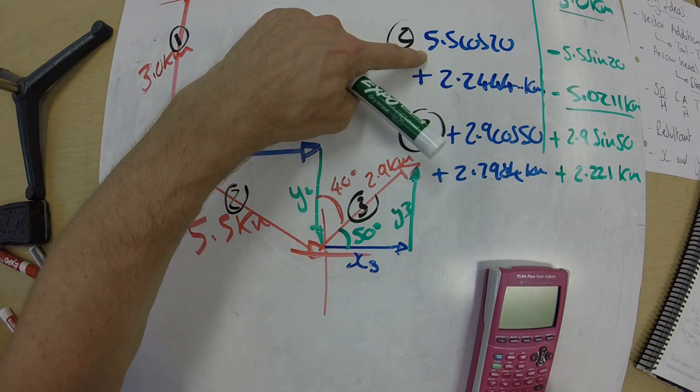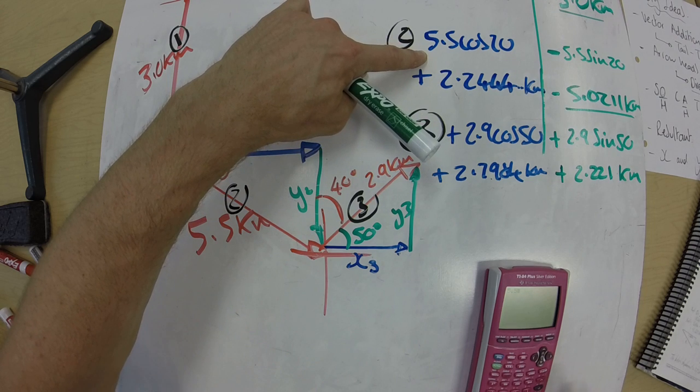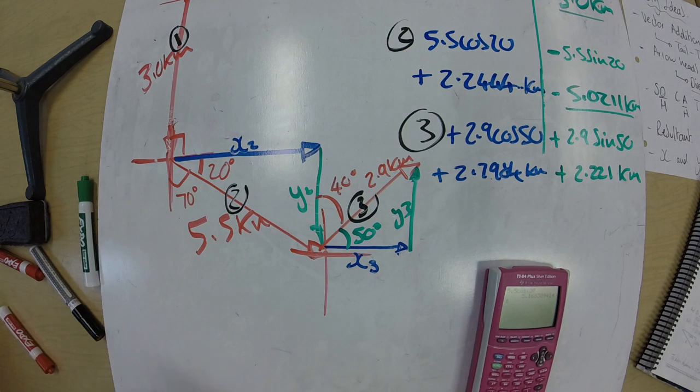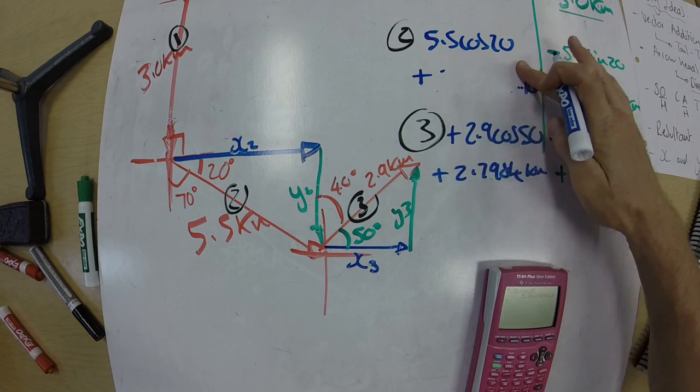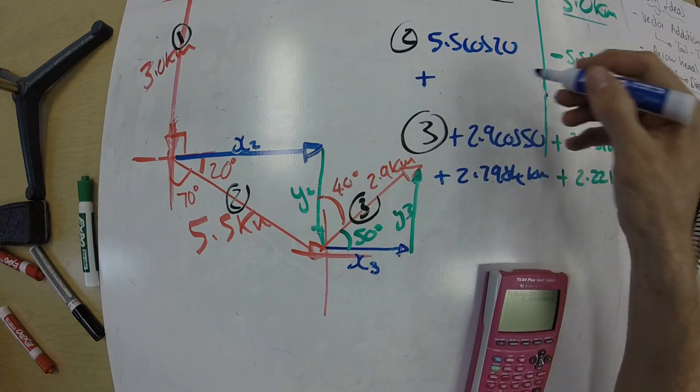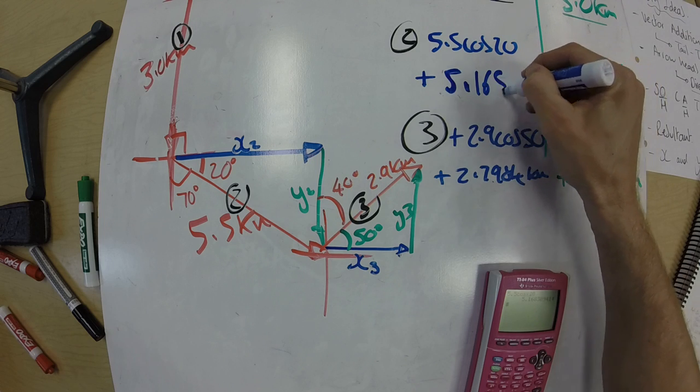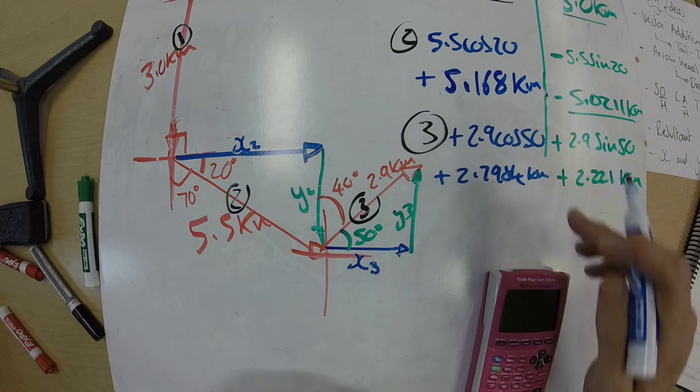So 5.5 cosine 20. Yeah, these are all wrong. So I've got to change these because I was in radians. There's a good lesson for us, folks. Make sure you don't have it in radians, otherwise you're going to get yourself hooped. So just excuse me while I put these in.